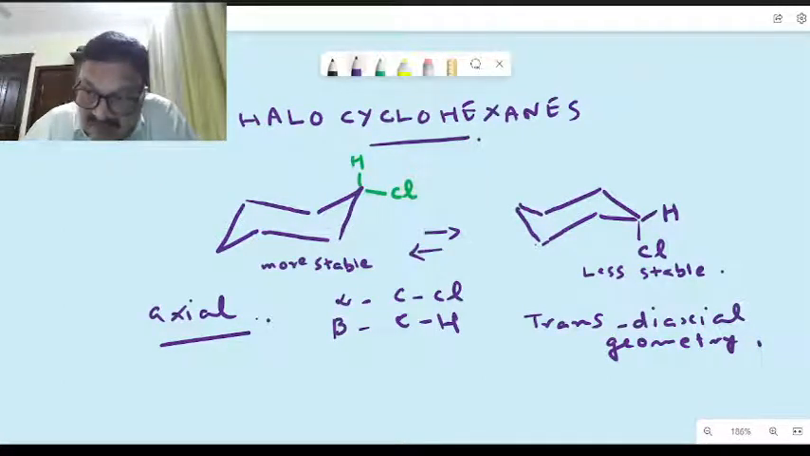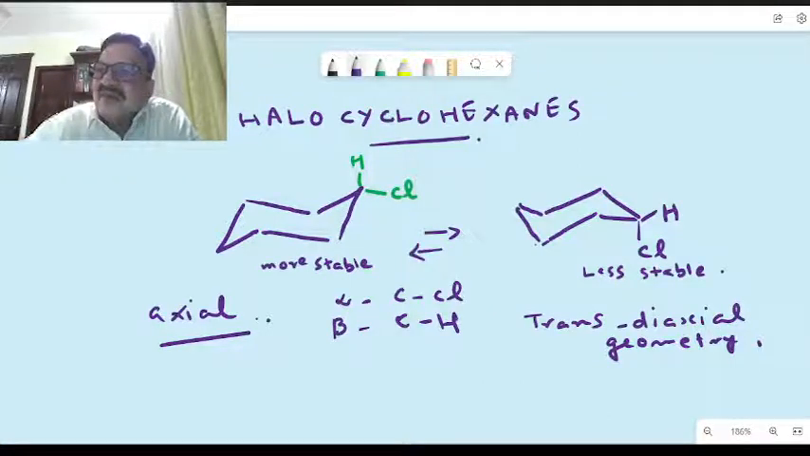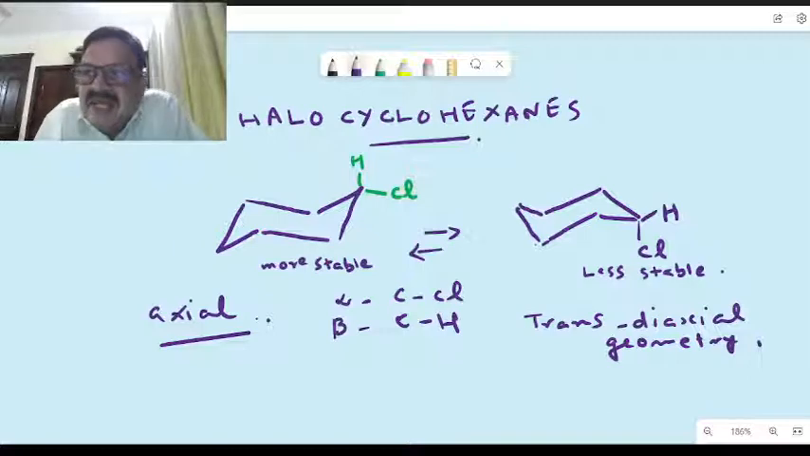That means E2 elimination must occur from a less stable conformation, because the chlorine in the axial position means a less stable conformation. We have seen that equatorial chlorine is more stable than axial chlorine. But E2 elimination will take place only from a conformation where the chlorine atom is axial. Correct? So this is very interesting. Let us discuss further how it happens. That is trans diaxial geometry for the E2 elimination.